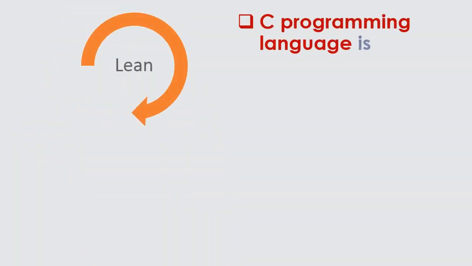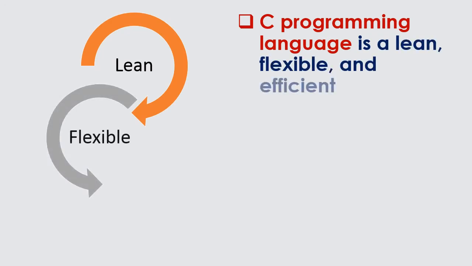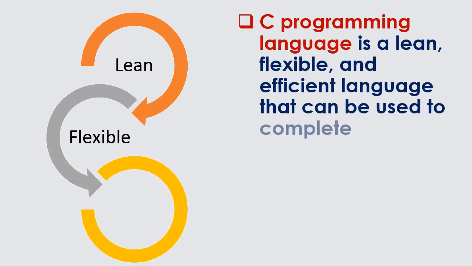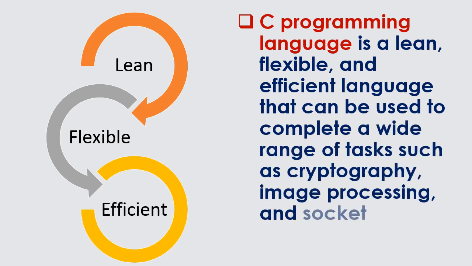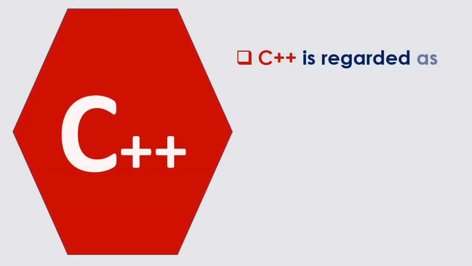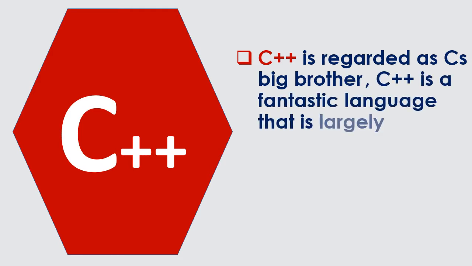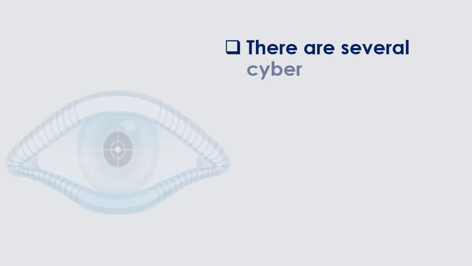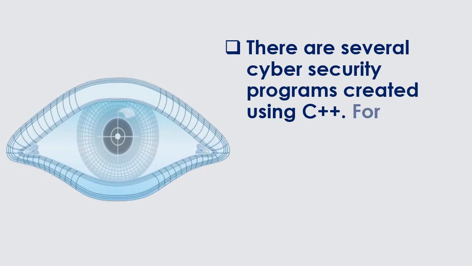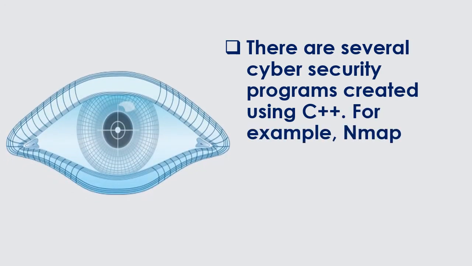The C programming language is a lean, flexible, and efficient language that can be used to complete a wide range of tasks such as cryptography, image processing, and socket networking. C++ is regarded as C's big brother. C++ is a fantastic language that is largely based on C's source code. There are several cybersecurity programs created using C++. For example, Nmap, the network mapper tool, is created using C++.